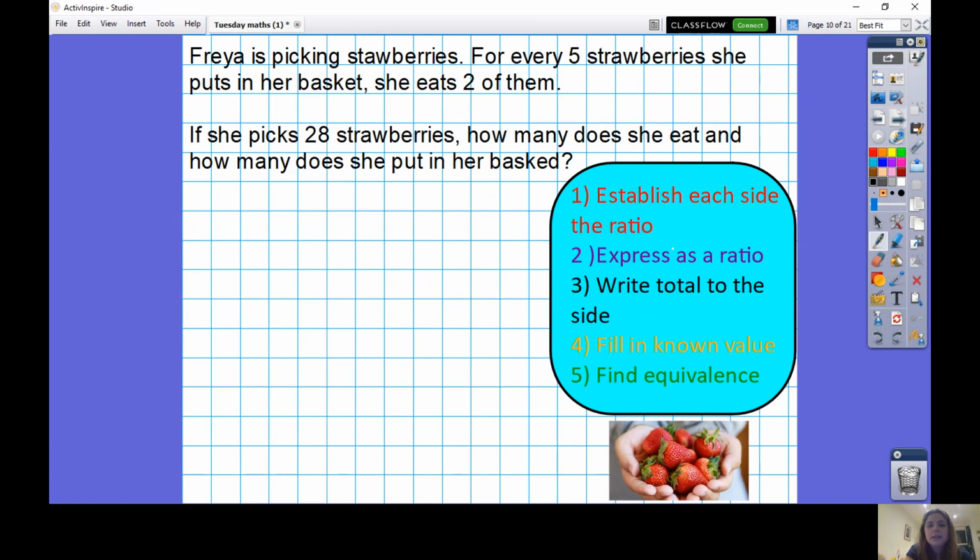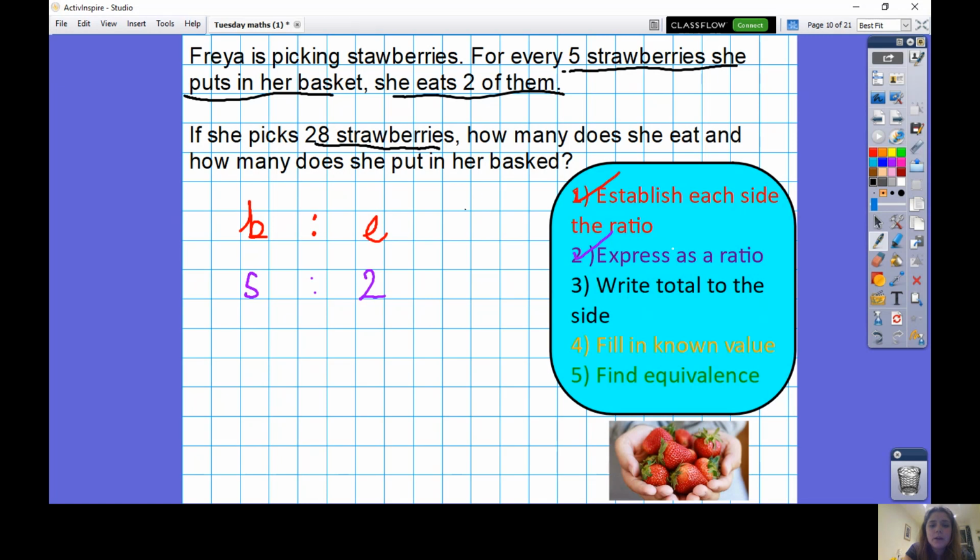Freya is picking strawberries. For every 5 strawberries she puts in her basket, she eats 2 of them. If she picks 28 strawberries, how many does she eat and how many does she put in her basket? First, what are my 2 groups? I've got strawberries she puts in her basket and strawberries she eats. So I'll use B for basket and I'll use E for eats. Doesn't really matter which letter you use, so long as it makes sense for yourself. Now, what's that ratio? 5 in the basket, and 2 that's being eaten.